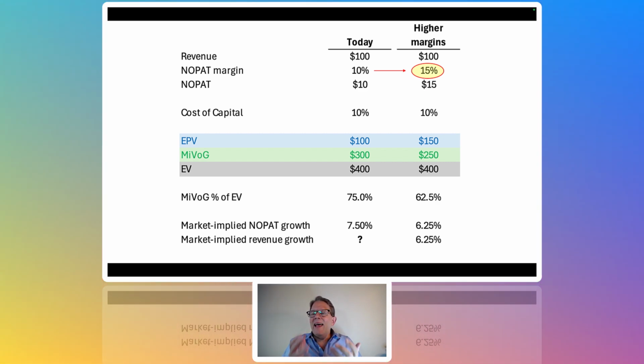Now, people will say, well, wait. I think it's going to expand because they're going to grow revenues. They'll grow revenues faster than expenses. The margin will expand. I agree, but what I'm trying to do is just capture what is priced in terms of margin expansion versus revenue growth. So let's just take today and say that magically the company could expand its margins from 10% to 15%. We know that its earnings power value, the blue line, would go from 100 million to 150 million.